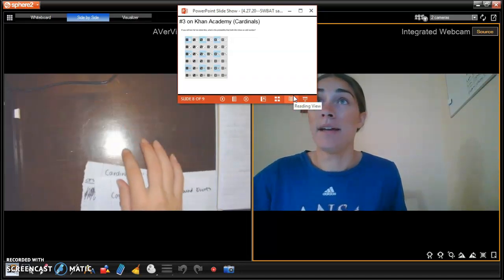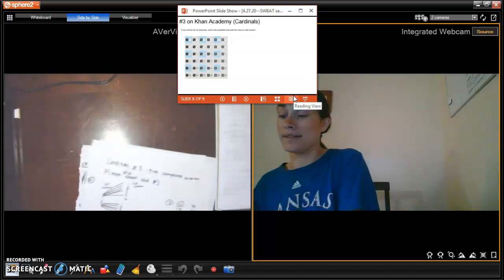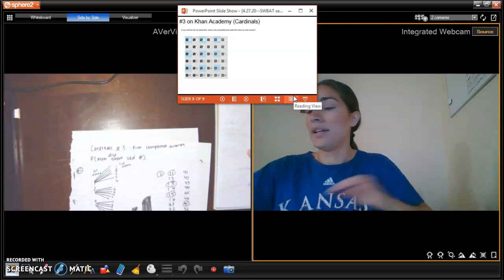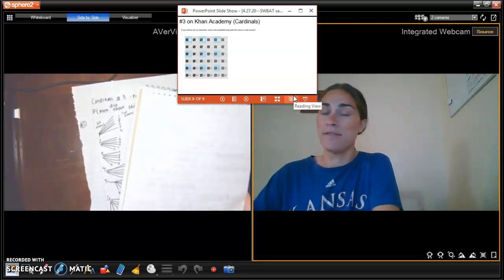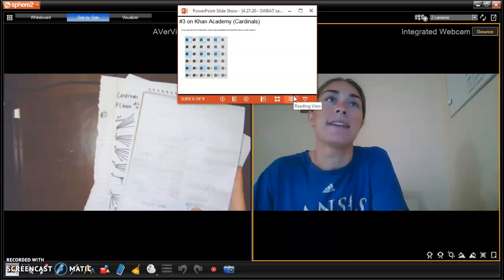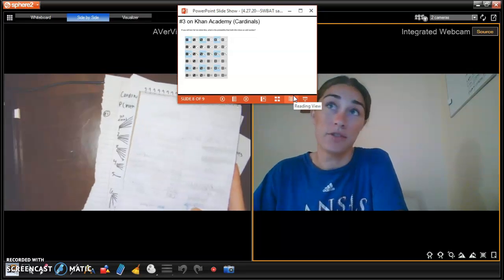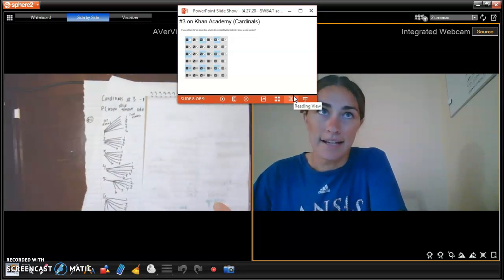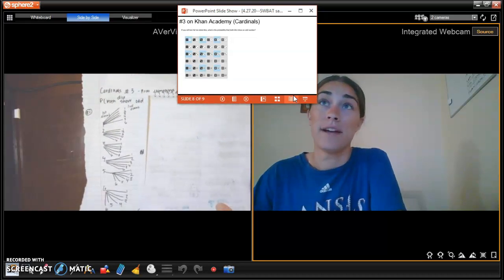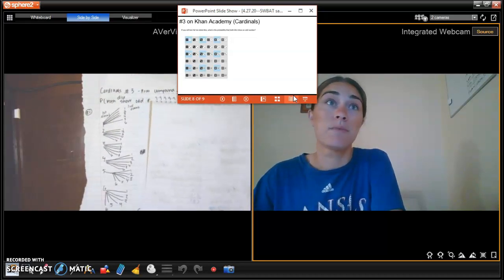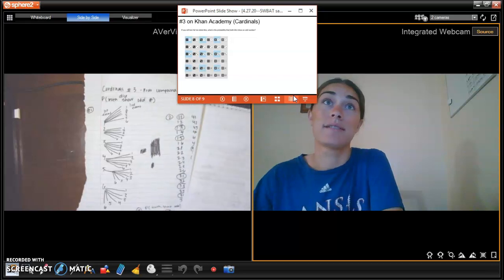is a compound event. I am rolling a die twice. So when I roll a die twice, the first event could have 1 of 6 outcomes. I could roll a 1, a 2, a 3, a 4, a 5, or a 6. The second die, I could roll a 1, a 2, a 3, a 4, a 5, or a 6. So this is what my tree diagram looks like for rolling 2 dice.